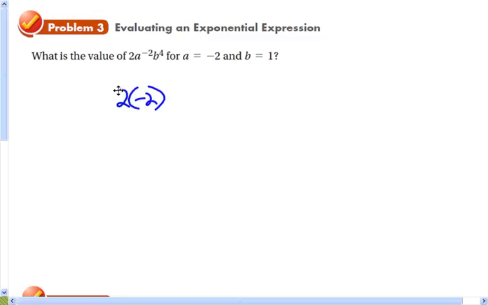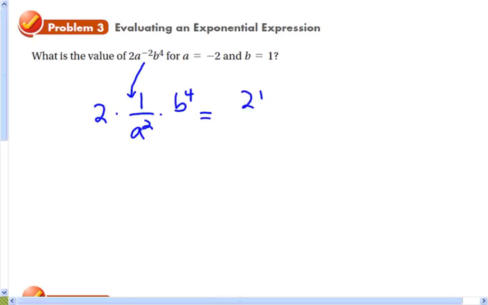Actually, you know what? Let's simplify it first. I think that might be easier. Get rid of that negative exponent, then we don't have to deal with that. So what we'll get is 2 times 1 over a to the second, so that changes to that, times b to the fourth, which is 2b to the fourth divided by a to the second.